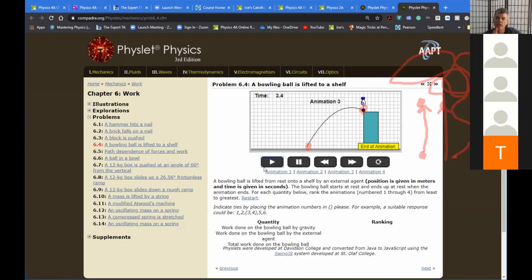So here's a question then, thinking about this. I kind of went through the fact that the work, whether it's positive, negative, or 0, only depends upon the angle between the force and the displacement. So as you lift something up, is gravity doing positive work or negative work on the object? What do you think?